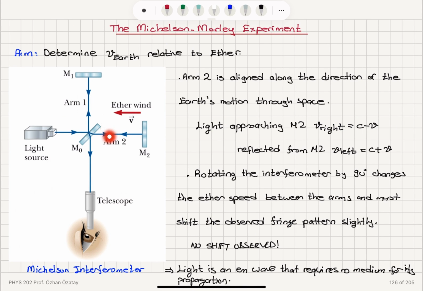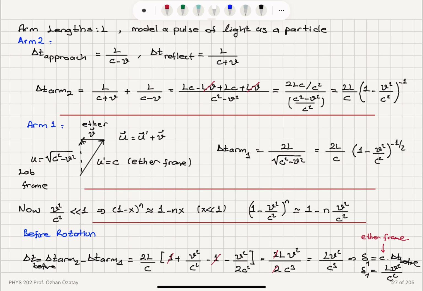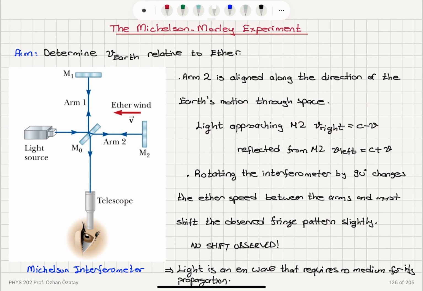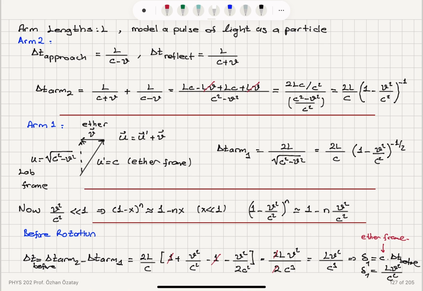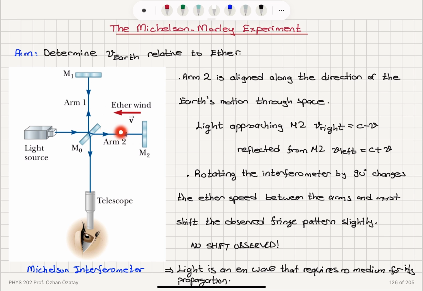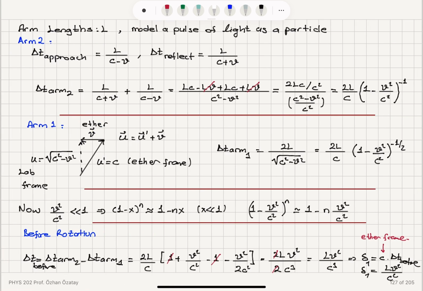Okay, so let's concentrate on arm 2. So how long does it take for the light to approach mirror M2? Because to the right the light is moving in the upwind direction, it has the speed c minus v in the lab reference frame. L over c minus v is the approach time. And for the reflected light, which is in the downwind direction, the time is L over c plus v. So that's the distance traveled, that is the speed.